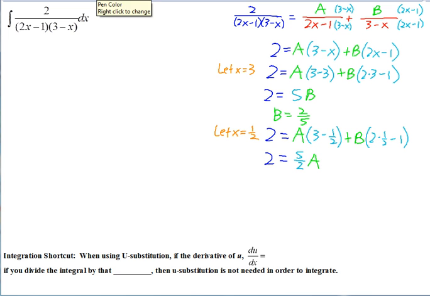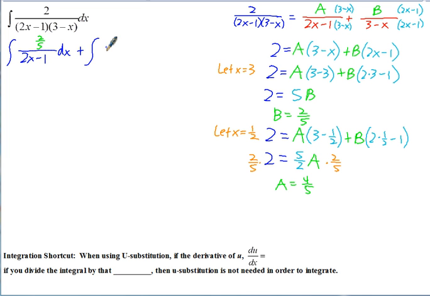And then since we have 5 halves a, we'll multiply by 2/5 to balance it out, multiplying the other side by 2/5 as well. And that gives us a equals 4/5. So now that we know a and b, again we can split this up into 2 separate integrals. The first one would be a, which we figured out is 2/5, divided by 2x minus 1 times dx, plus b, which we figured out is 4/5, divided by 3 minus x.